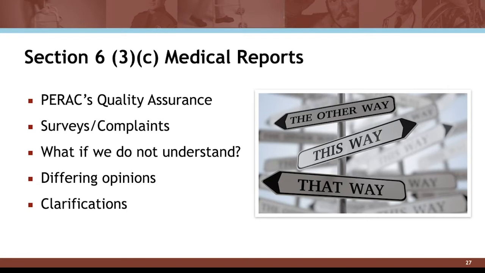Information on clarifications are found in 840 CMR Section 10. The boards send the request to PERAC and we will forward to the physicians. After the first clarification, PERAC will review subsequent requests. Next slide.